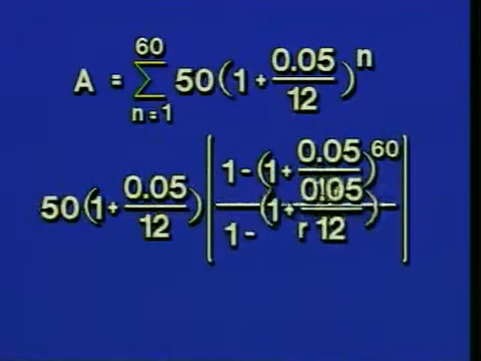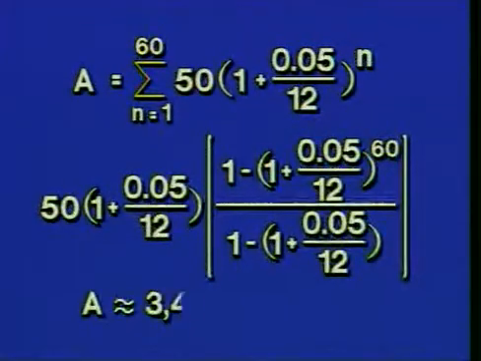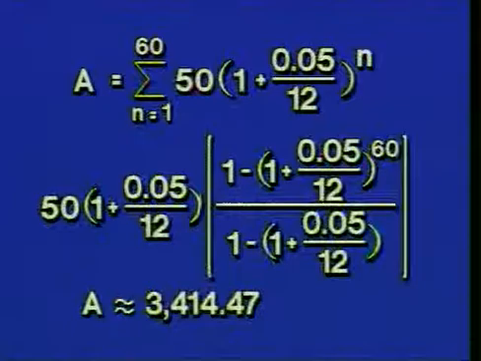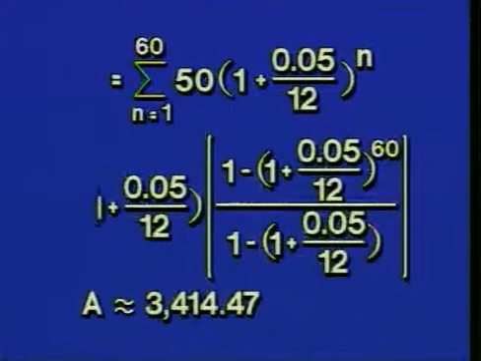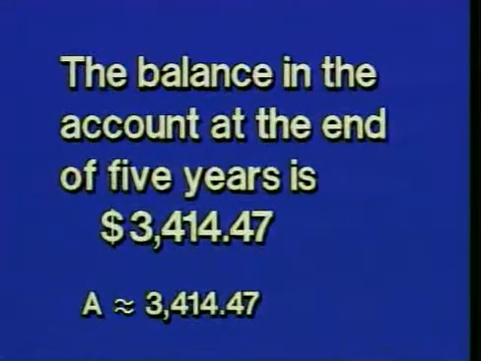Now the r down below is the same as the r above. It's the base of the counting mechanism, 1 plus 5/100 over 12. Now we simply go through and perform the indicated operations by punching our calculator a bit, and we find A to be approximately 3,414 and 47/100ths, which we interpret in dollars and cents and write our answer. The balance in the account at the end of 5 years is $3,414.47.